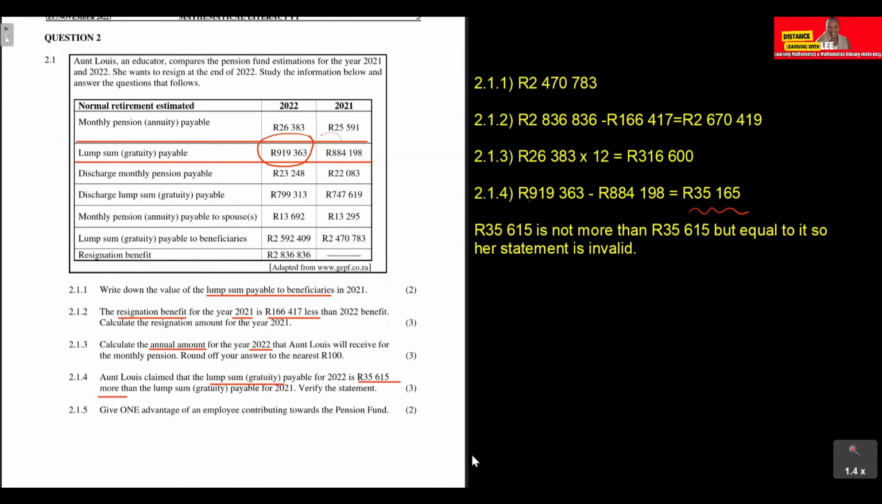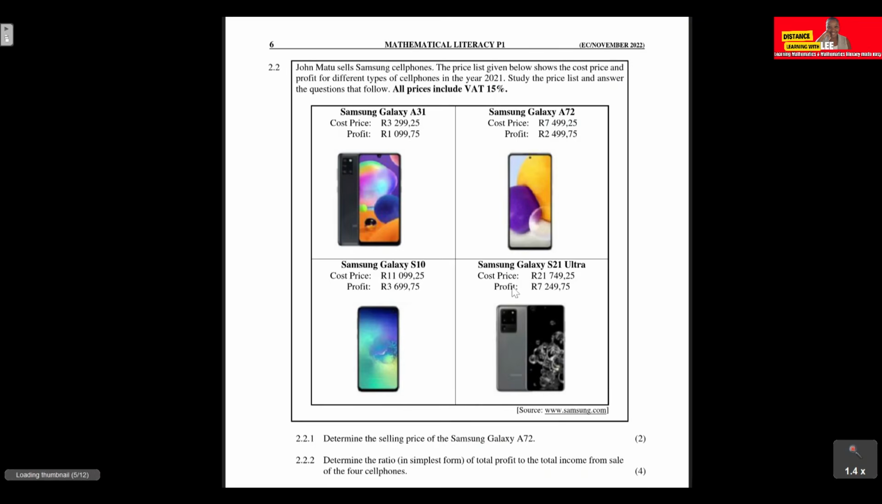So we can write that down. She is saving for her future so that she has an income after her retirement. So that's just an advantage that she will have an income after her retirement. So that is it, guys, for question 2.1. Let us have a look at question 2.2.